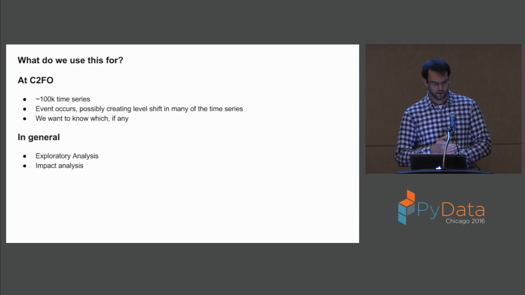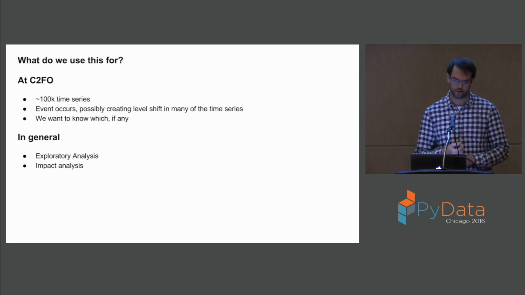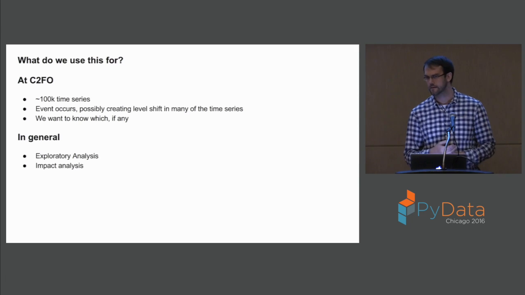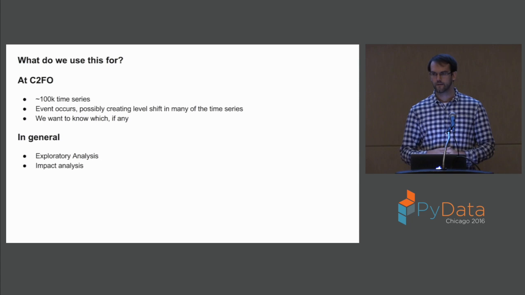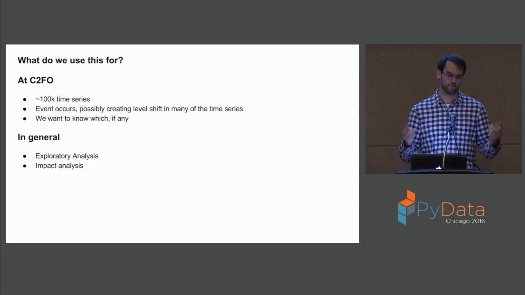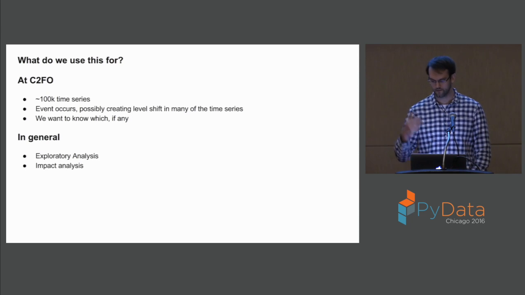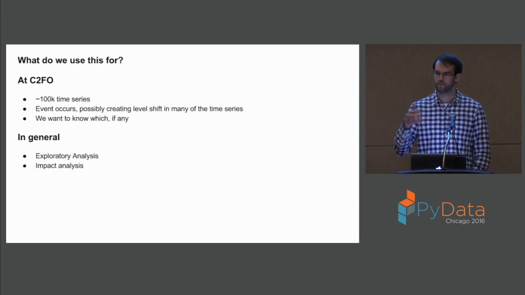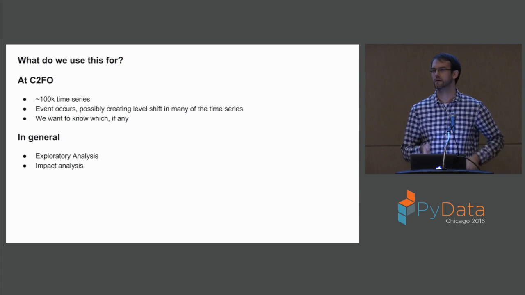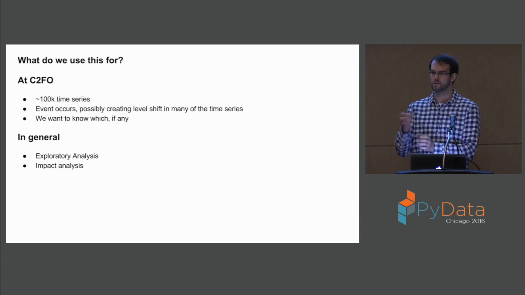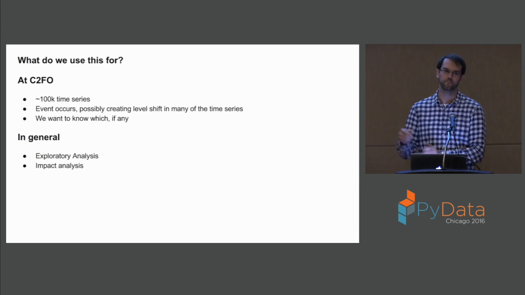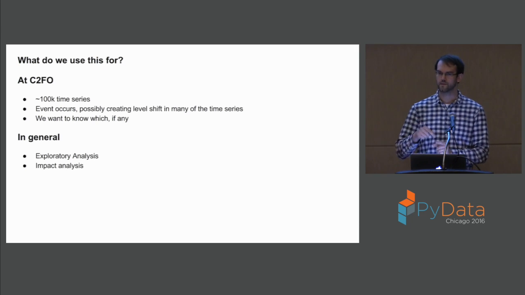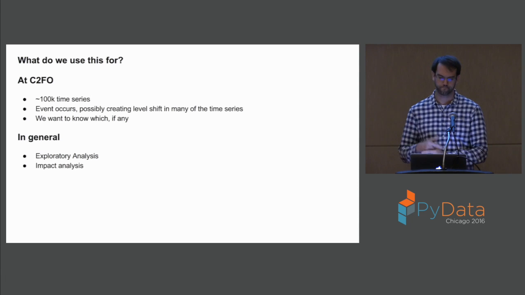All right. And in general, it can be used for exploratory analysis or impact analysis. For example, the stock examples I showed you: I looked through the S&P 500 stocks, pulled them, ran the breakout detection, and saw whether they had interesting breakouts. When it detected one, I explored and asked, was there something interesting that happened there? So it can be a flag to say something interesting might have happened here.